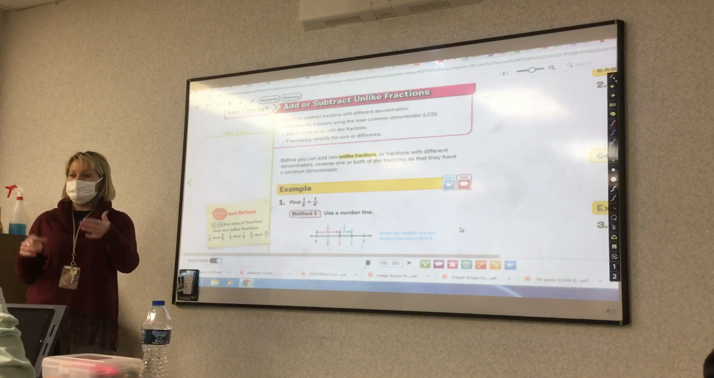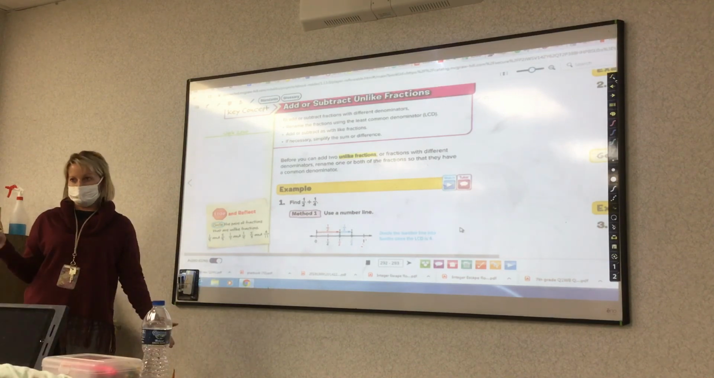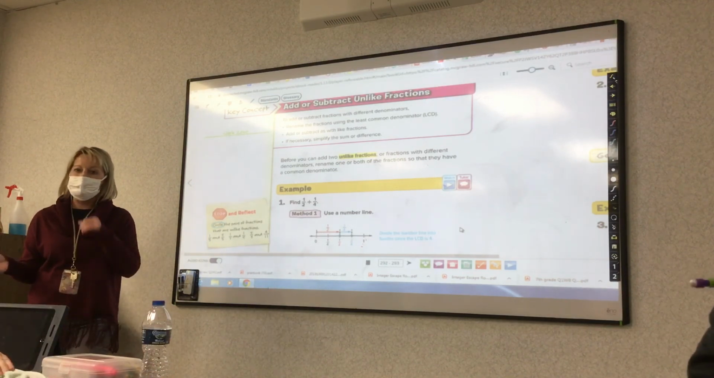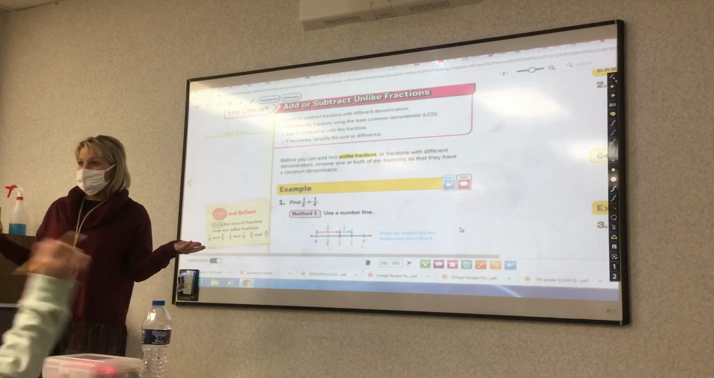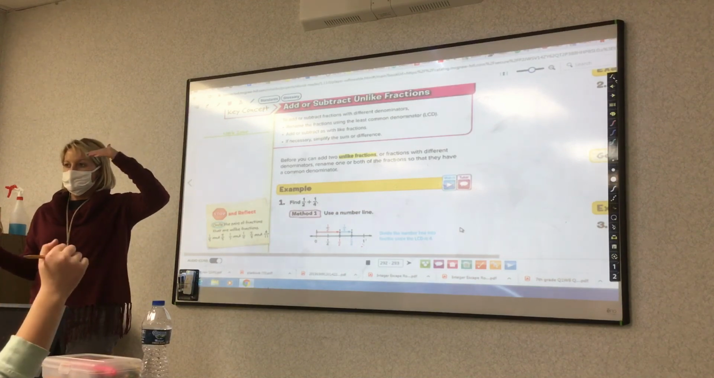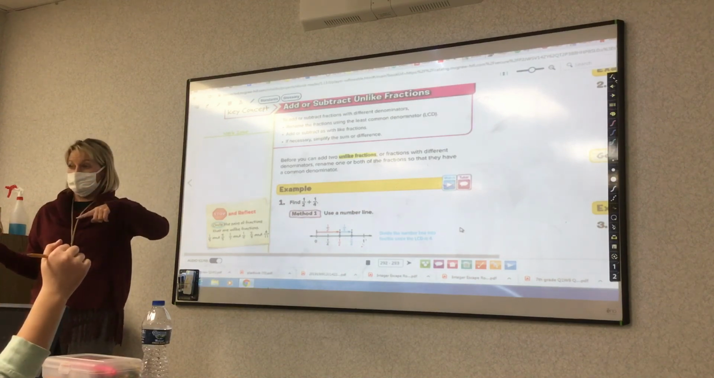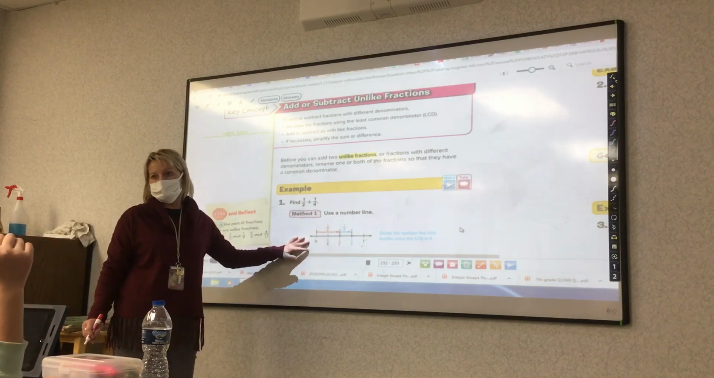If you're adding and they have different signs, you just subtract and keep the sign of the bigger number. If you're adding and they have the same sign, you just add and keep the sign. If you're subtracting, you do keep, change, change. Okay, always remember that. They'll also show you this on a number line.